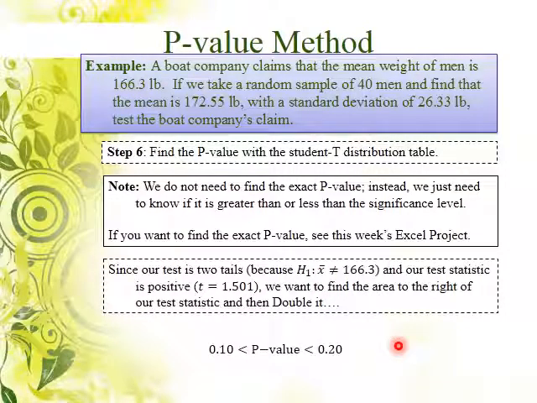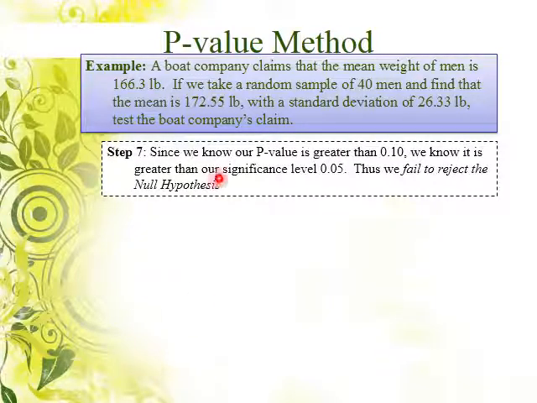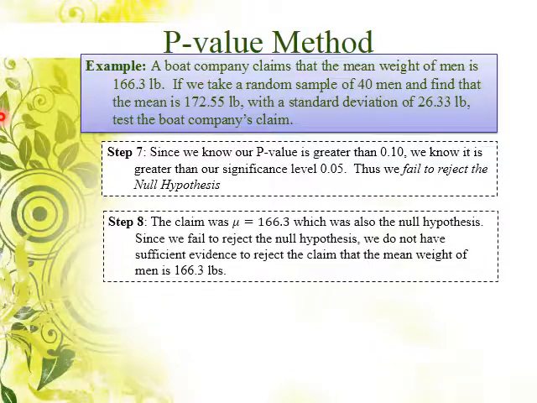So we have that the p-value is between 0.1 and 0.2. And since that is greater than our significance level, which was 0.05, we're going to fail to reject the null hypothesis in step 7. Again, since we know our p-value is greater than 0.10, because it can't be less than that, it's somewhere between 0.1 and 0.2, we know it has to be greater than our significance level, so we fail to reject the null hypothesis.